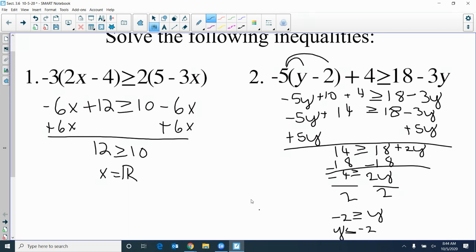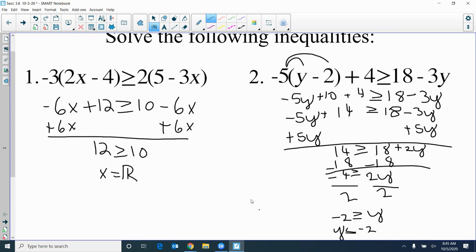Add 5y. Now, did anybody add 3y instead of 5y? Okay, you still get the same answer. It'll look a little bit different, but that's okay. You get 14 is greater than or equal to 18 plus 2y. Subtract 18, we get -4 is greater than or equal to 2y. Divide by 2, which is -2.